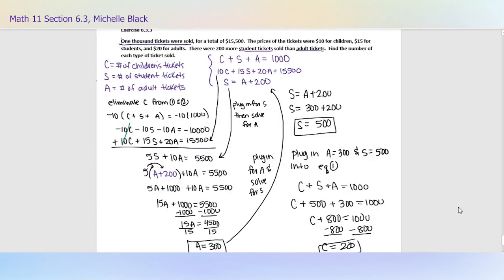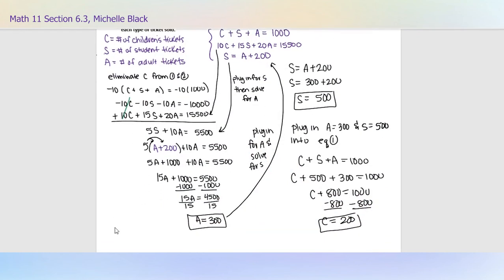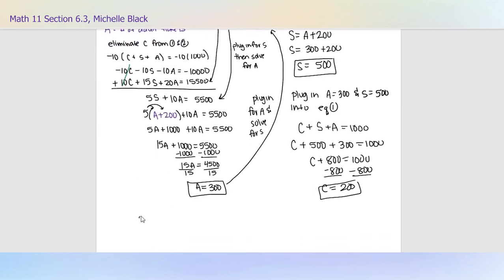Okay, and I ended up with A equals 300, S equals 500, and C equals 200. Or in other words, there were 300 adult tickets, 500 student tickets, and 200 children's tickets.